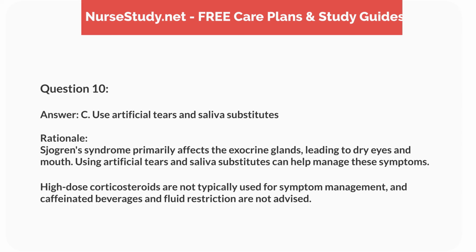Answer C. Use artificial tears and saliva substitutes. Rationale. Sjogren's syndrome primarily affects the exocrine glands, leading to dry eyes and mouth. Using artificial tears and saliva substitutes can help manage these symptoms. High-dose corticosteroids are not typically used for symptom management, and caffeinated beverages and fluid restriction are not advised.